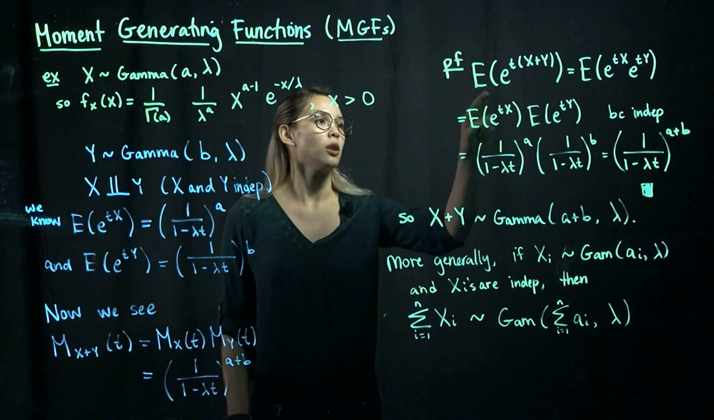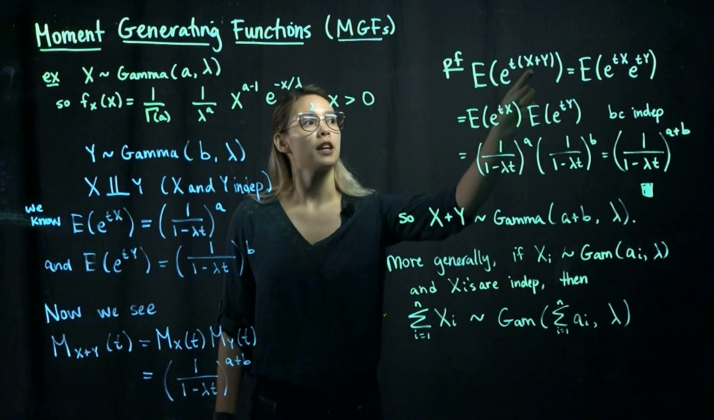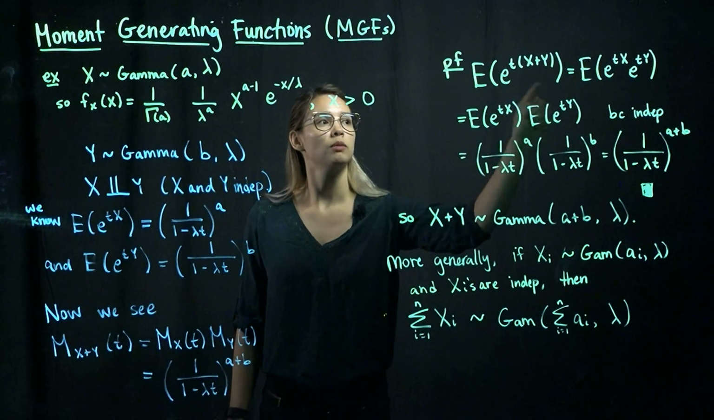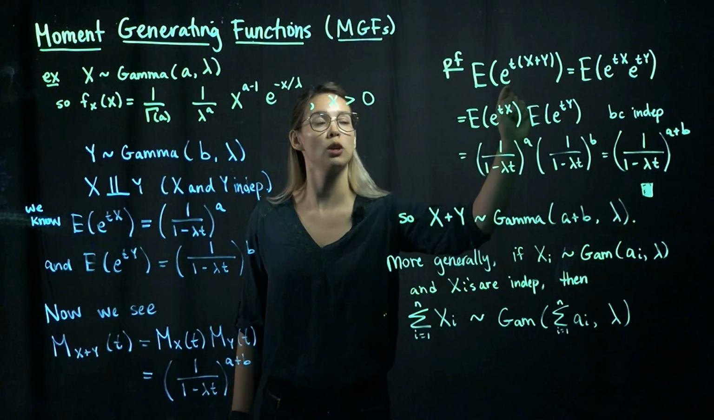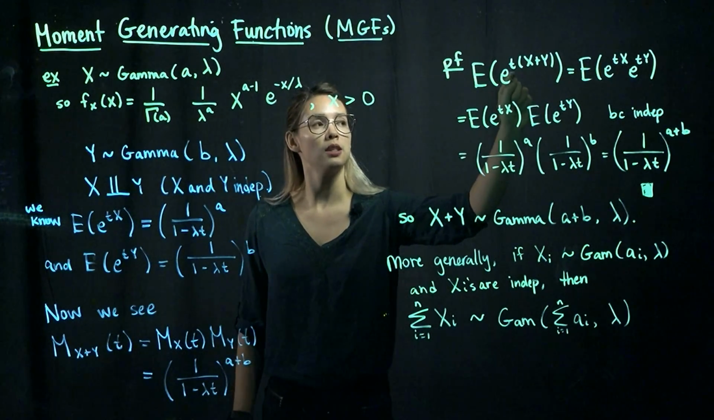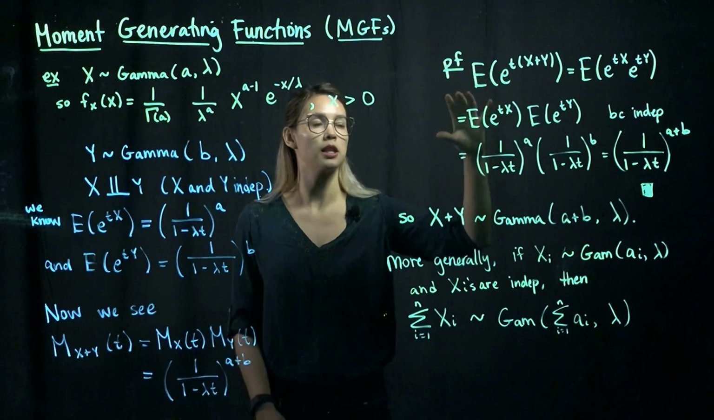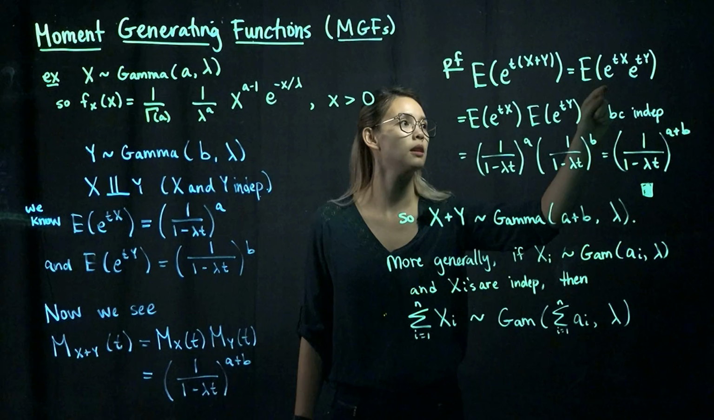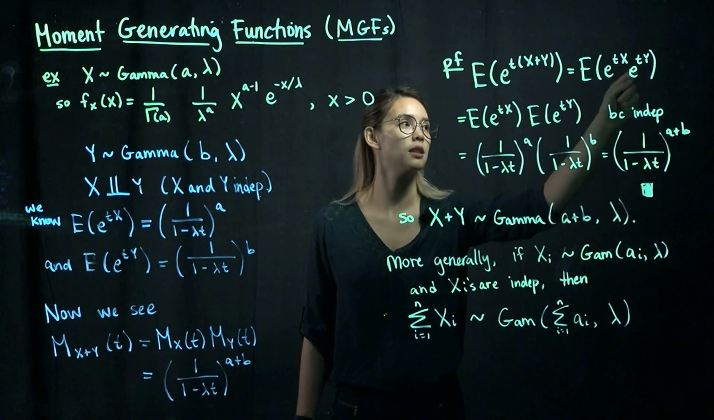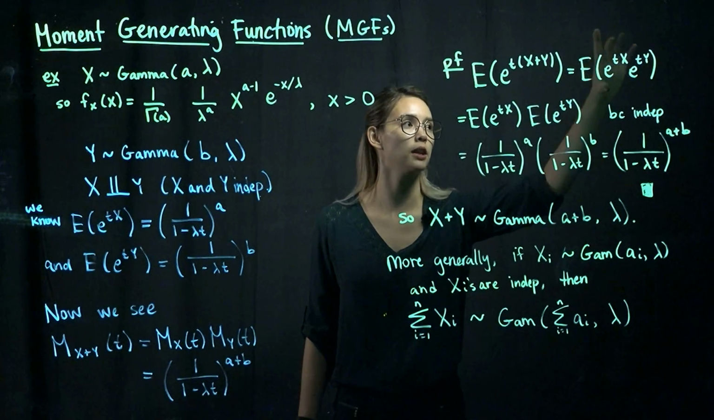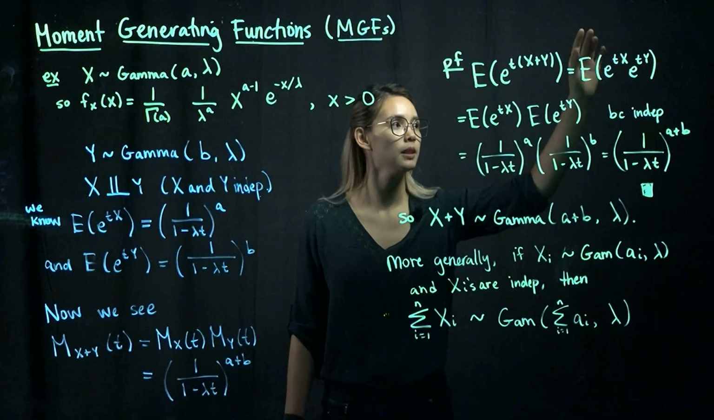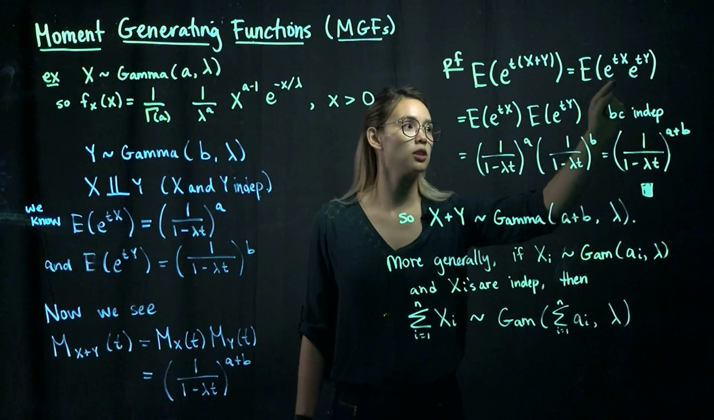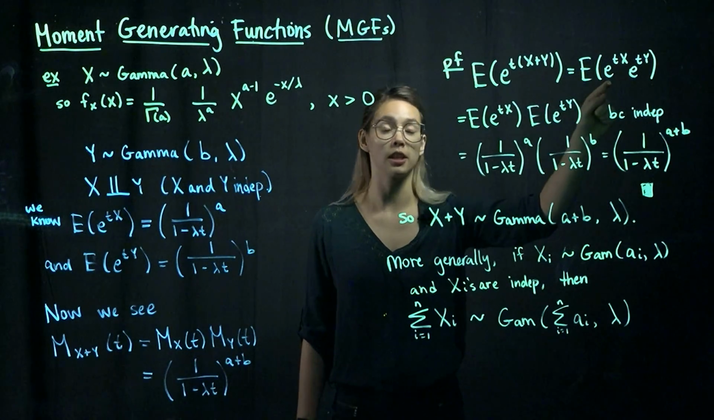First, let's just start with the definition of the MGF of X plus Y. We know that if we have e to the something plus something, we can split it up into a product. So this gives us e to the tX times e to the tY, and we're taking the expected value of that entire thing. This is just an algebra rule.